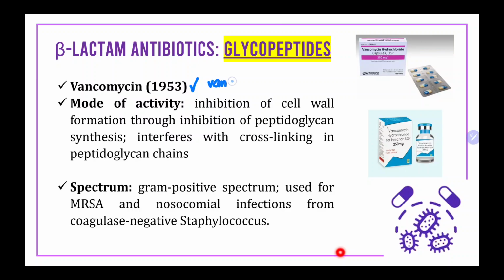Now, for the mode of activity of the glycopeptides, it is able to inhibit cell wall formation through inhibition of peptidoglycan synthesis, which interferes with cross-linking of peptidoglycan chains. Now, for its spectrum, it covers gram-positive microorganisms and is mainly used for methicillin-resistant Staphylococcus aureus or MRSA, and nosocomial infections from coagulase-negative Staphylococcus.